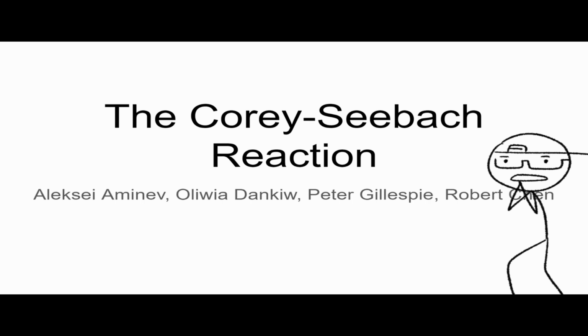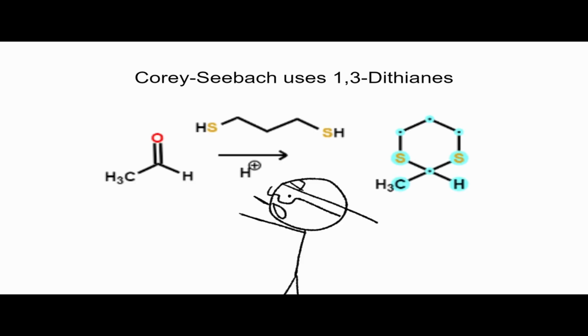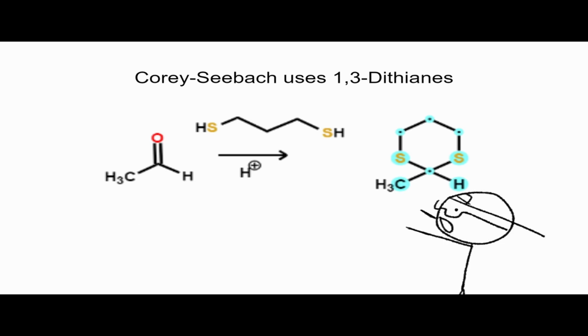Okay, so this is the Corey-Seebach reaction. The Corey-Seebach reaction uses 1,3-dithianes, this little reaction shown in the middle here. When we react it with an aldehyde, we get this fun little sulfur protecting group that we can then use to do a lot of things because we can form that sulfur protecting group.